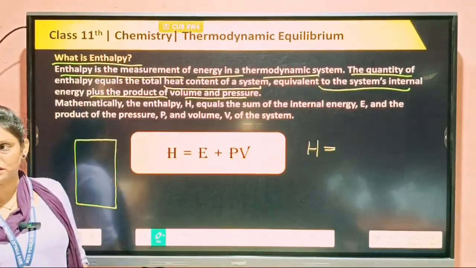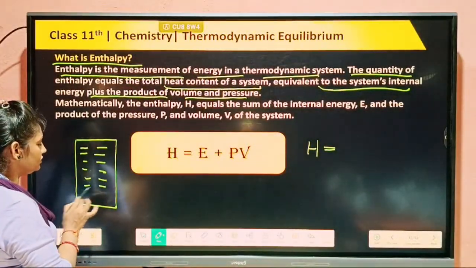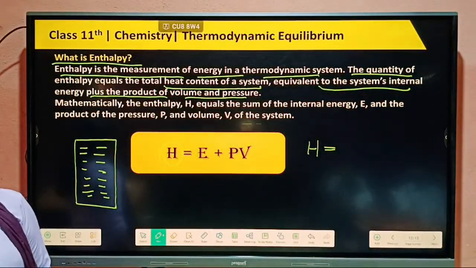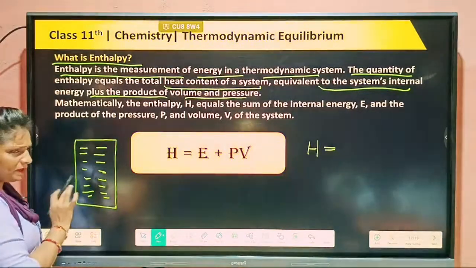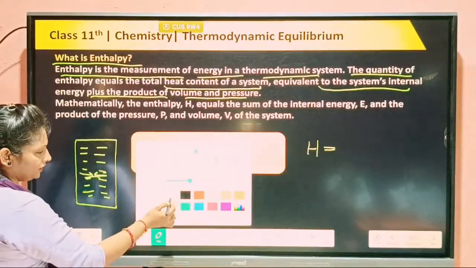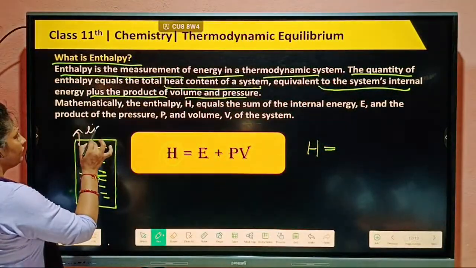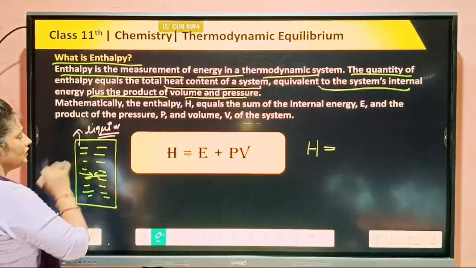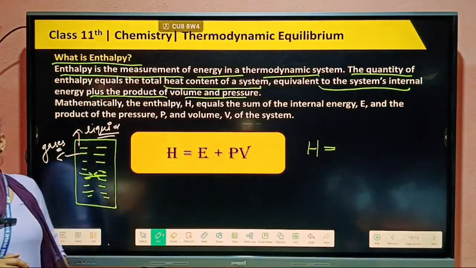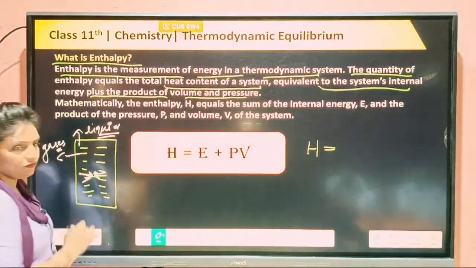If I talk about the system, let us consider some liquid is present in this. Students, a number of types of energy may be present in a system. Like these particles may collide with each other. They may or may not collide. Let us consider some are in liquid state and some are in gaseous state here. So they may collide with each other.